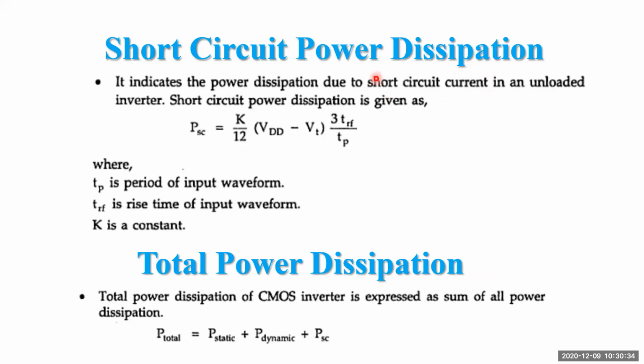During the short circuit, a power dissipation takes place, and that kind of power dissipation is called short circuit power dissipation. It has been given by the short circuit power dissipation equal to K times K over 12. Excuse me, sir. Yes, please. Sir, once explain again, sir. Short circuit power dissipation.